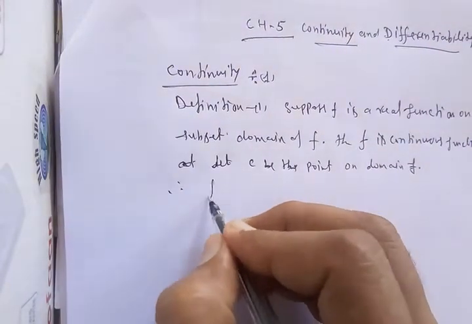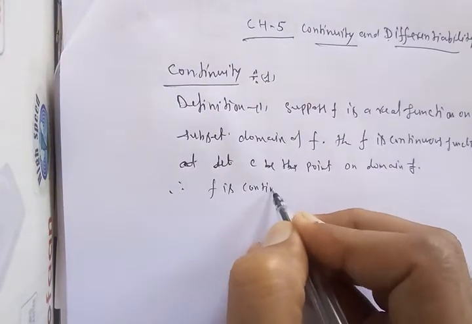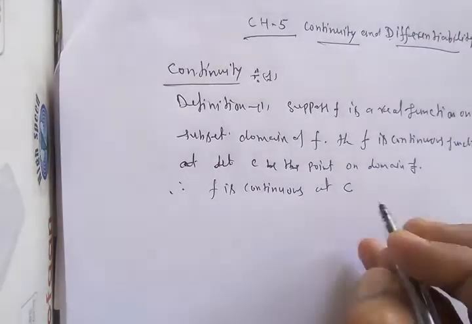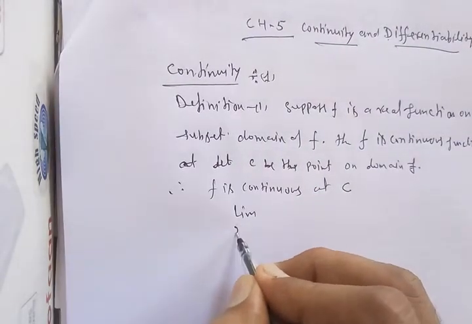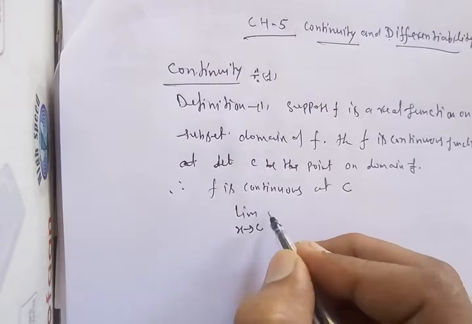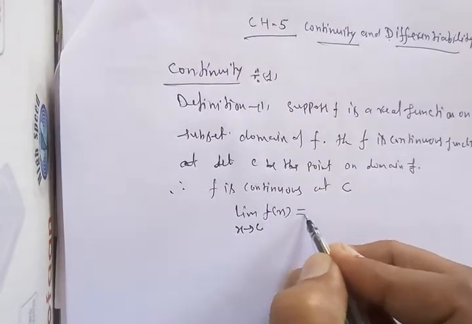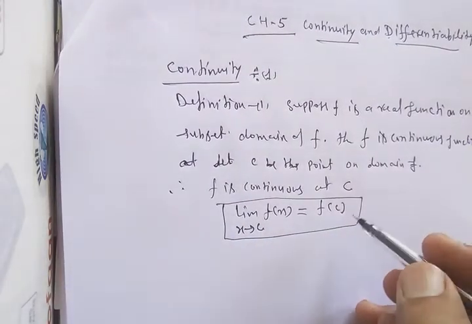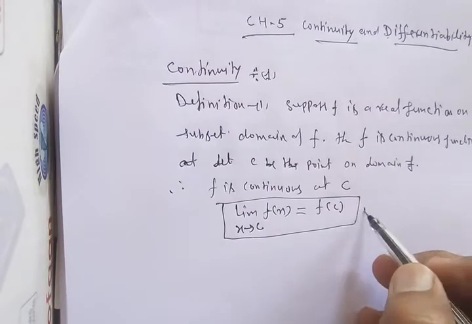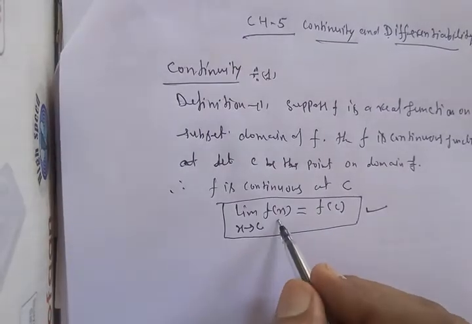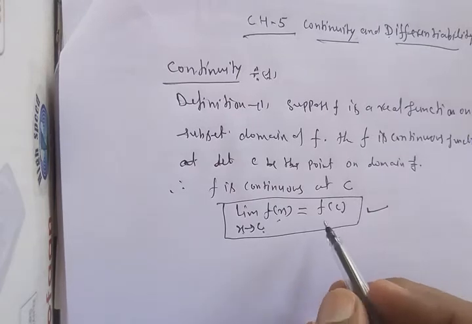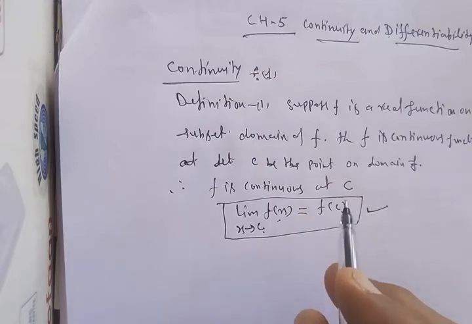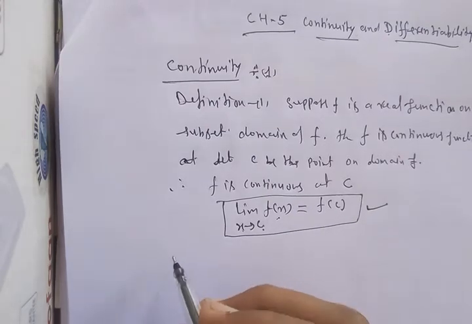Then f is continuous at c if the limit as x tends to c of f(x) equals f(c). If this condition holds, the given function is continuous. Clear? When the limit of the function at point c and the value of the function at point c are the same, it is called a continuous function.